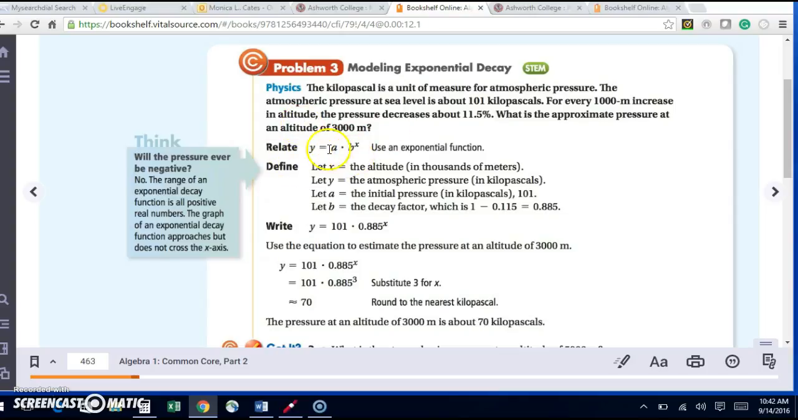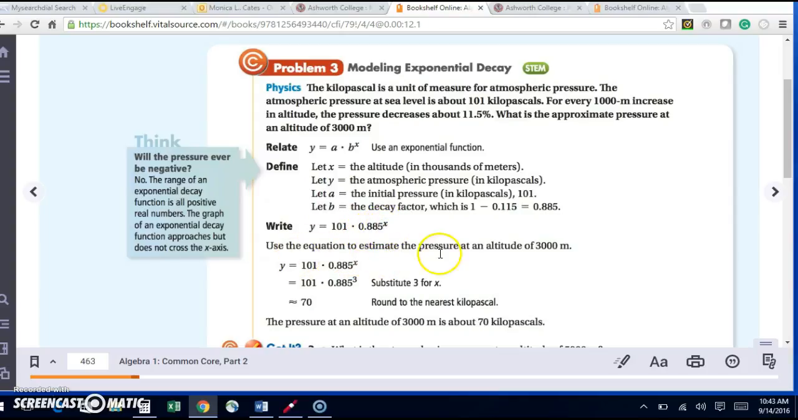So we're going to use the same formula. X is the altitude in meters. Y is the atmospheric pressure, and let's do it in kilopascals, of course. The altitude is in thousands of meters, so then we will have to have like a 1,000 exponent there. A is the initial pressure, and we know that the initial pressure is 101. And B is the decay factor, which is 1 minus my percent, and I'm going to change it by moving my decimal place over 2 places, so I get 0.115. 1 minus 0.115 is 0.885. And so my equation is y equals 101 for my initial amount times 0.885 to the x power.